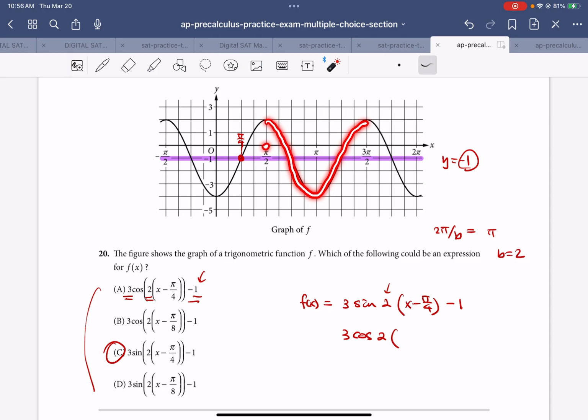So you can say pi over 2 to the right, right? There's the starting point. So x minus pi over 2, and then your center line -1 also. But as you see, you don't have that. So this one all eliminates, answer should be C. Okay.